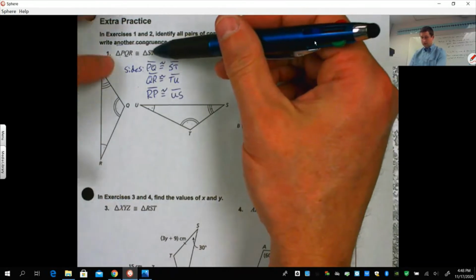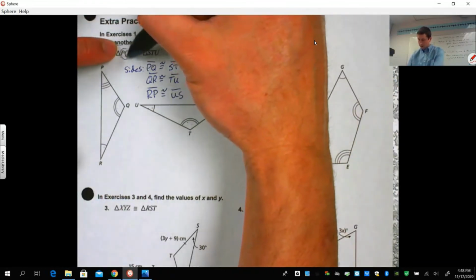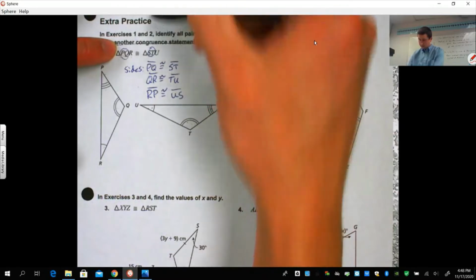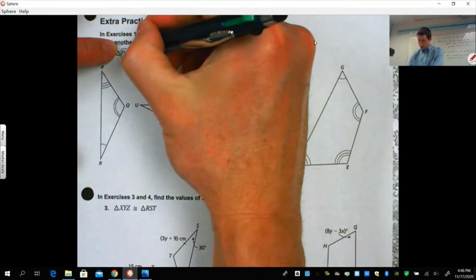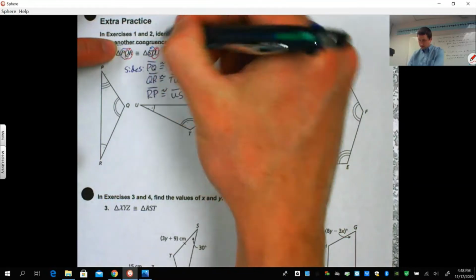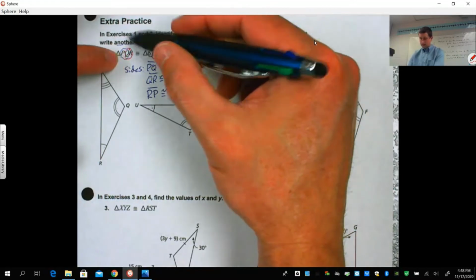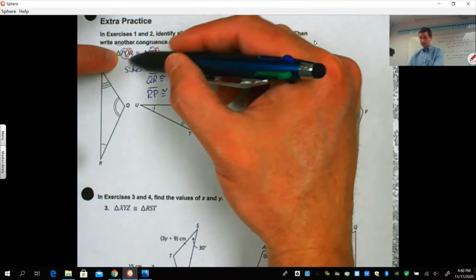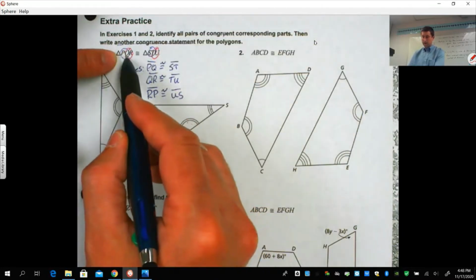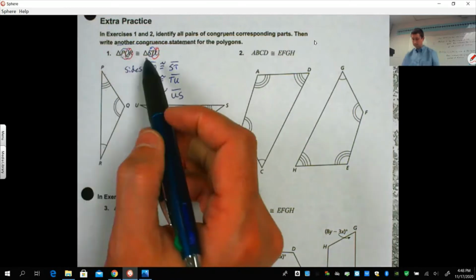Now notice you can get the same thing from this symbol here. PQ has to match ST. There's our first one. QR has to match TU, so I can get it from the last 2 letters. And then RP has to equal US. Then I go from the last one to the first one. So first and second, second and third, third and first. So we get the same things there.